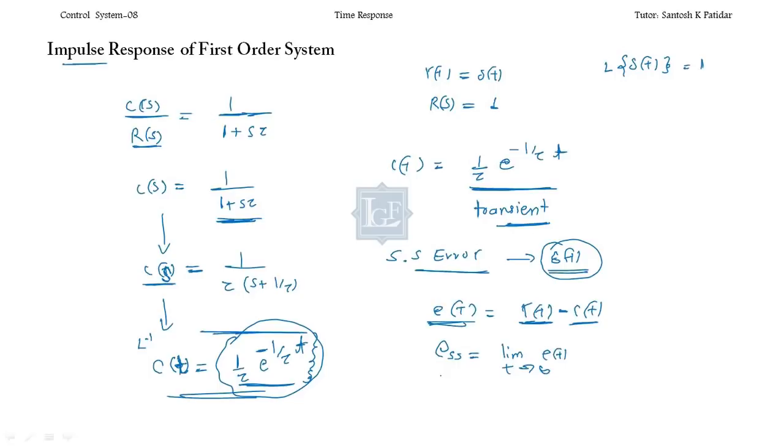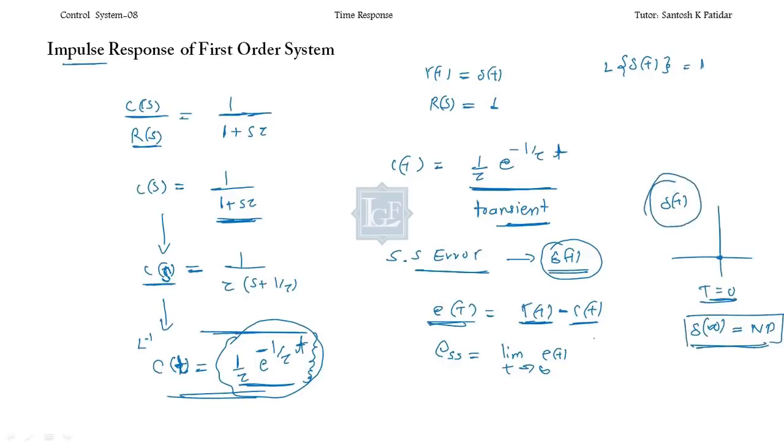Okay. So tell me, if you have the delta t function, delta t is only defined at t equal to 0. At infinity, the function is not defined. The delta function is only at t equal to 0. At t equal to infinity, your input does not exist. So can you calculate error for this? If you calculate error for this, you have to consider the input at t equal to infinity. R infinity minus C infinity.